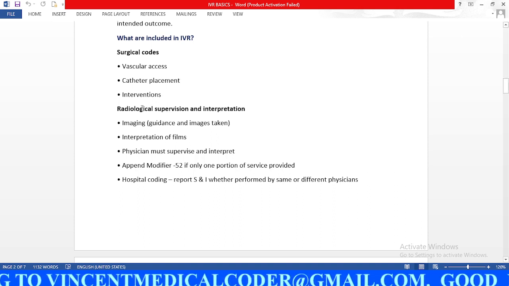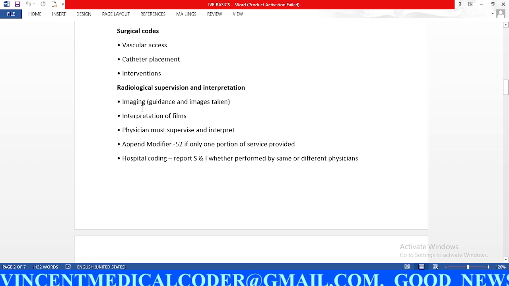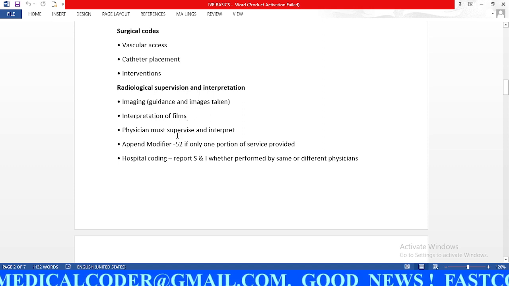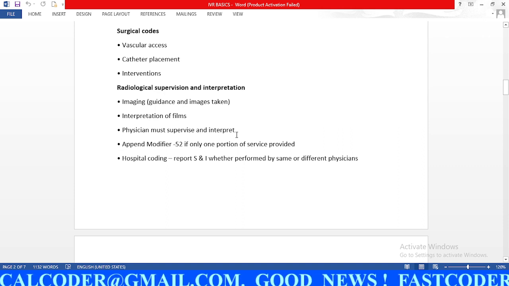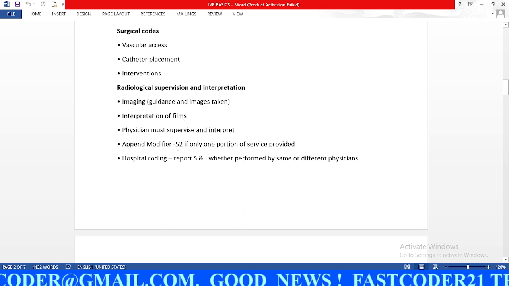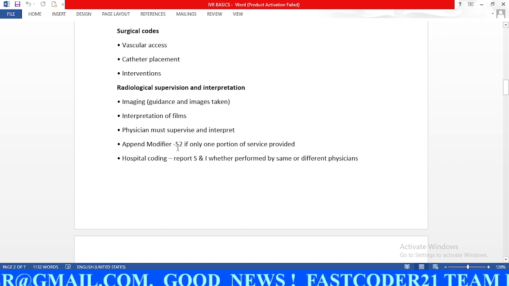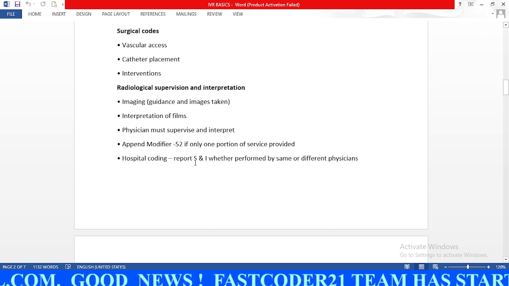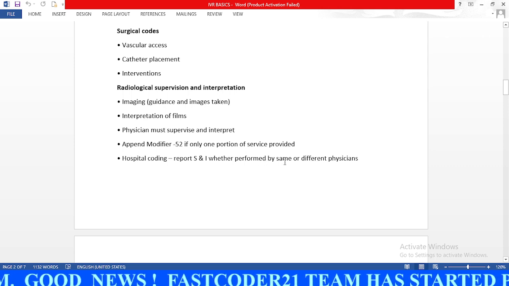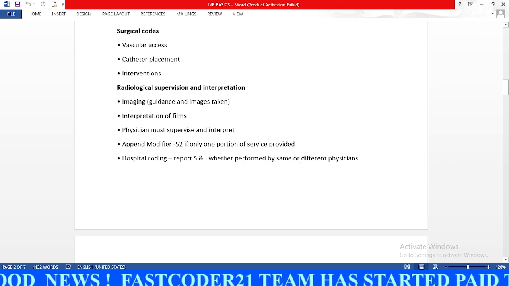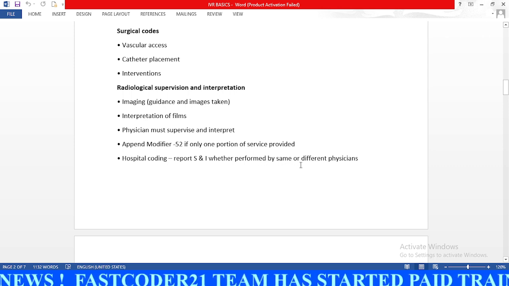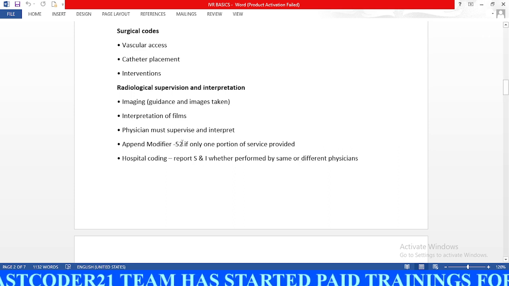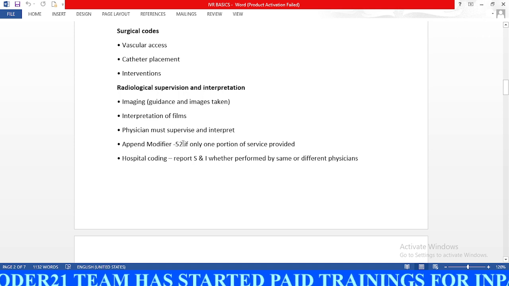So what are radiological S&I? Image guiding and image taken, interpretation of films. The physician must supervise and interpret in order to code radiological services. Append modifier 52 if only one portion of the service is provided. Hospital coding reports S&I whether performed by the same or different physicians. So if the service is provided in one portion, we need to use the 52 modifier.